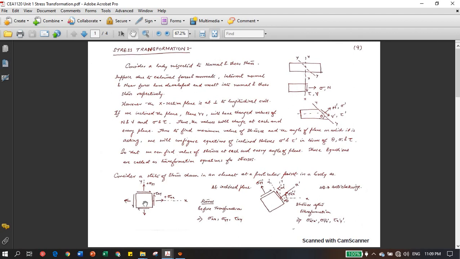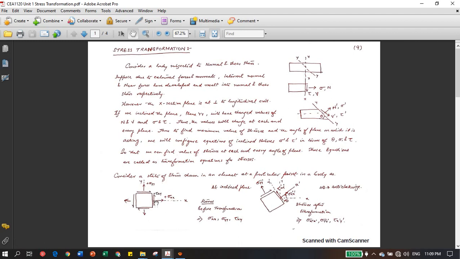So that is what it is, guys. Let's assume that this is the 2D state of stress at a particular element taken from a point in a body. It is being subjected to one normal stress and one shear stress at the positive x plane, and this is at the positive y plane, and similarly in the negative directions, minus x and minus y.